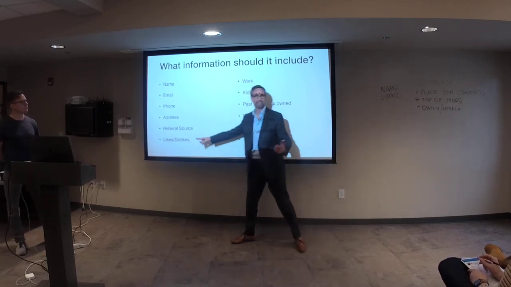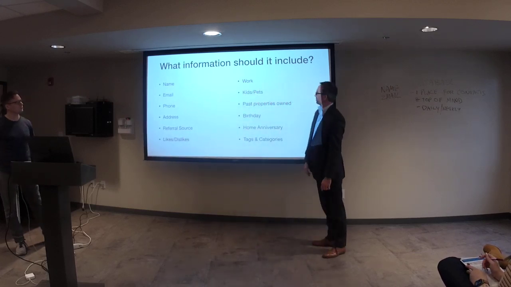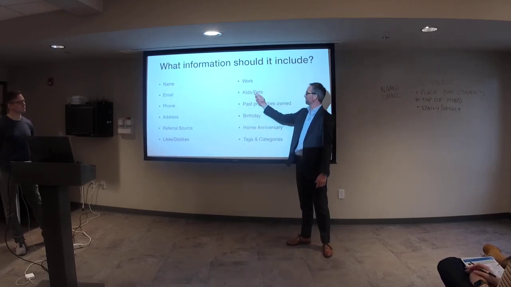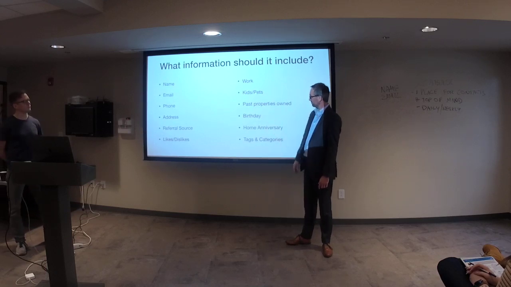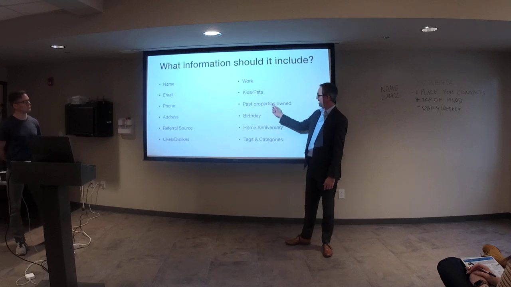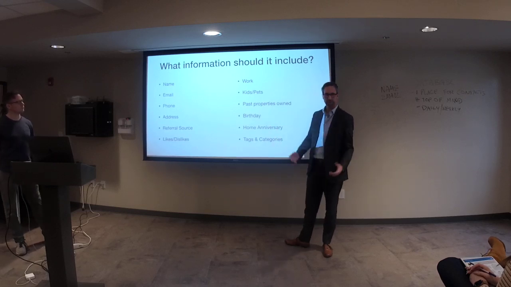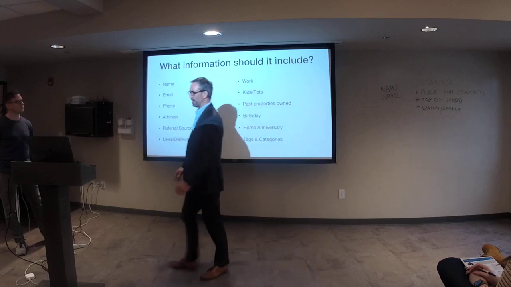So likes, dislikes, what people do for a living, kids, pets, birthdays, home anniversaries, past properties owned, tags, categories. I think we covered most of what a good database has.